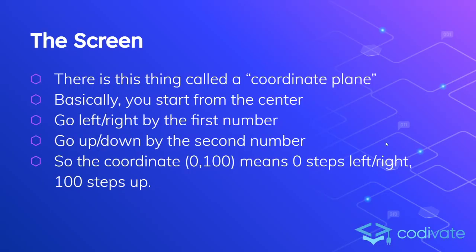So, the screen works on what we call a coordinate plane. And what that means is you start from the center and you have two numbers. You go left and right by the first number, and up and down by the second number. Negative numbers on the first number mean left, and negative numbers on the second number mean down. So, for example, the coordinate 0, 100 means you take 0 steps left and right, and 100 steps up, and you would end up just above the starting point.